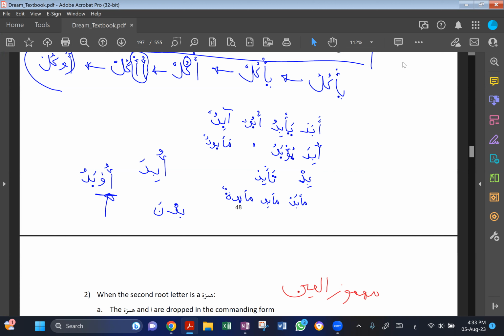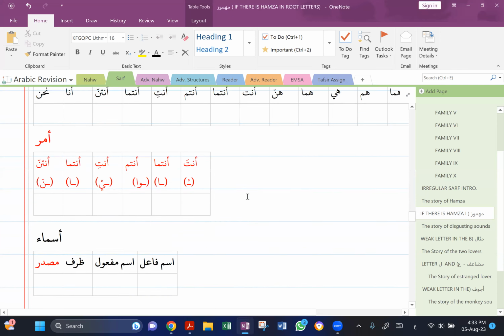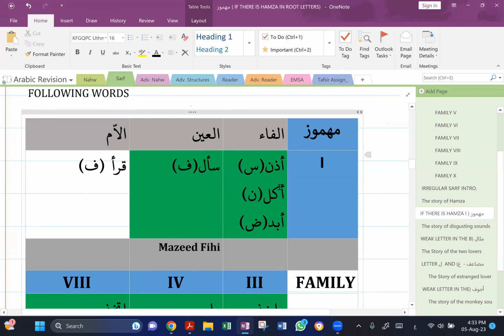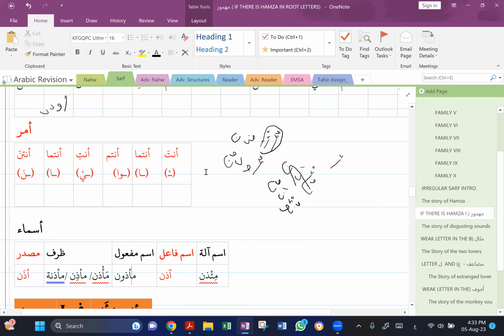When the noon is a part of the root letters, then we'll get the shadda. Exactly. Like when we did adina, that's where the shadda was coming in. Then what else are we left with? We've already done the isms, so we don't need to do the isms. We can go back to our workbook. Basically we've done the small families: adina, akala, and abada. So we've done those three. We can go to sa'ala now. Let's look at the Sarf Kabeer of sa'ala.